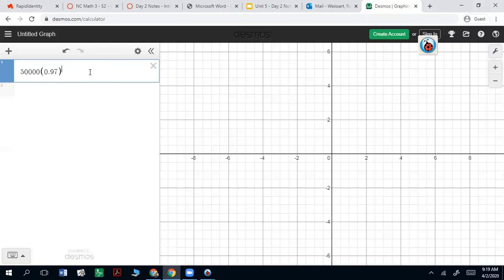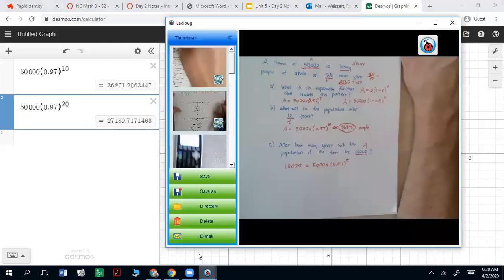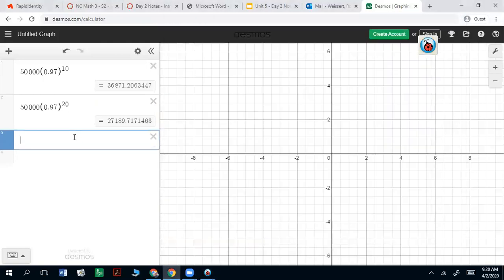So how many years? Well, we know 10 years is going to be 36,871. So let's try raised to the 20th power. And that doesn't decrease it down to 27,000, but we still got to get it down to 10,000. Remember that we wanted it to equal 10,000. So let's try 30.